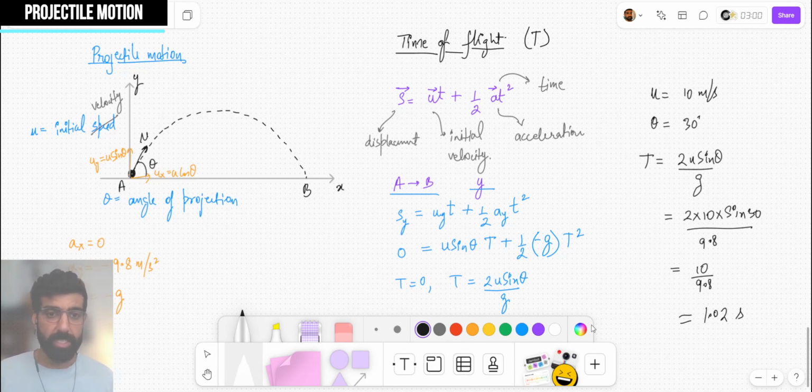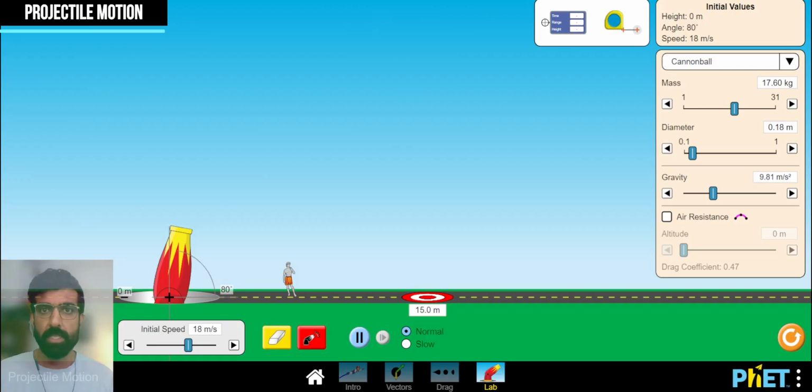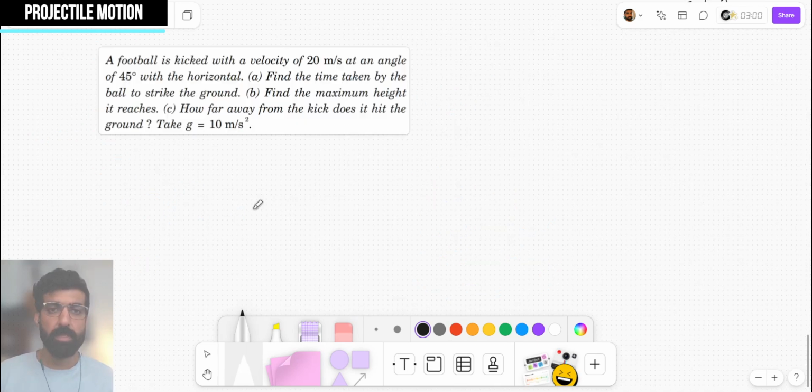So now let us try another example. It's right over here. A football is kicked with a velocity of 20 meters per second at an angle of 45 degrees with the horizontal. The first part says find the time taken by the ball to strike the ground. Let's try and attempt this problem. So let us note down what the given data in this problem is. The initial speed is given to you as 20 meters per second, this is u, and the angle of projection is given as 45 degrees, which is theta.